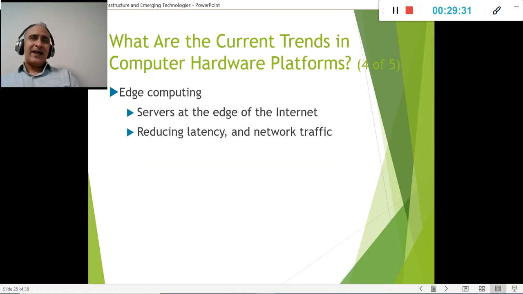Then we have edge computing. This is a bit odd.